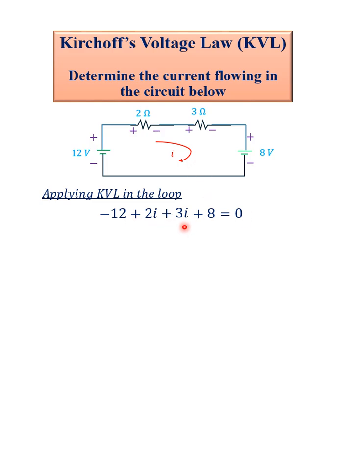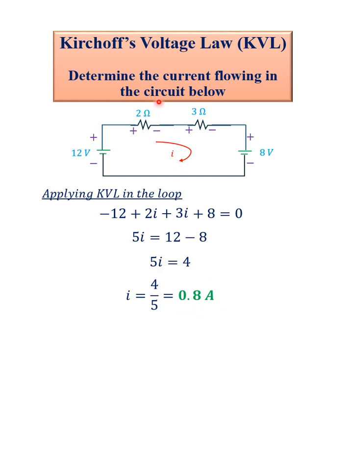Now you have a simple linear equation. All you need to do is to solve for the value of I. 2I plus 3I gives us 5I. This negative 12 transposes to the right-hand side as 12. Positive 8 to the right-hand side becomes negative 8. 12 minus 8 gives us 4. So 5I equals 4. To obtain the current I, we divide both sides by 5. So I will be 4 divided by 5, and that is 0.8 ampere.